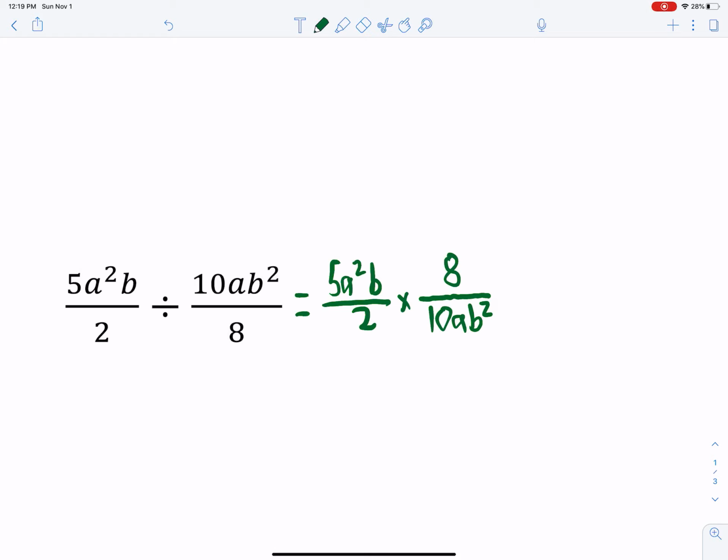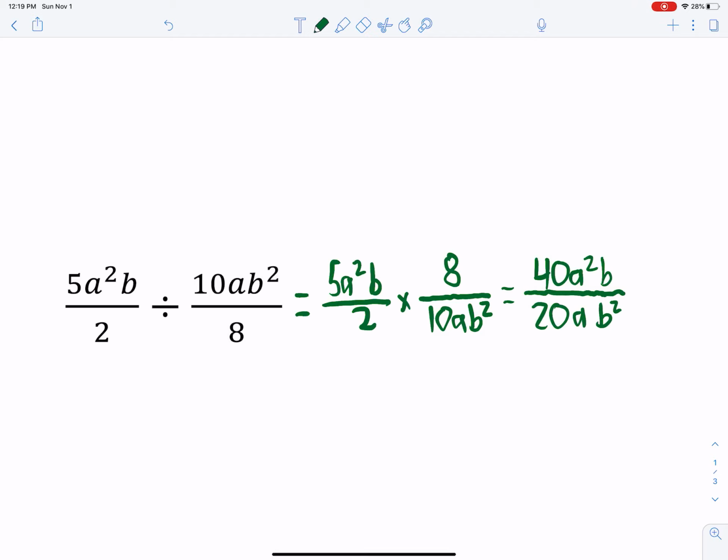All right, so sometimes when you've got these problems with fractions and there's no adding or subtracting going on, it might actually be easier to multiply it first and then reduce it. Here on top, 5a squared b times 8, we would have 40a squared b. On the bottom, 2 times 10ab squared, we have 20ab squared.